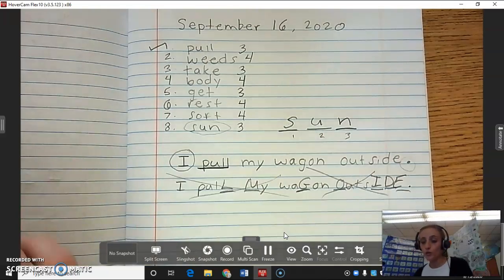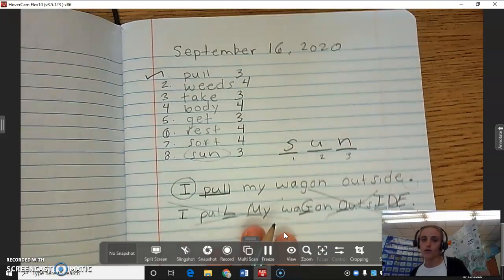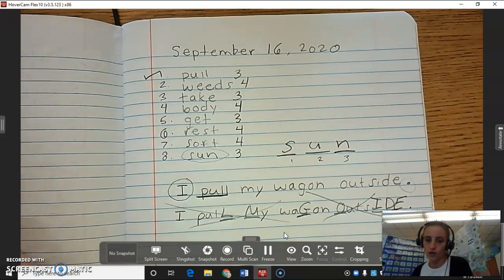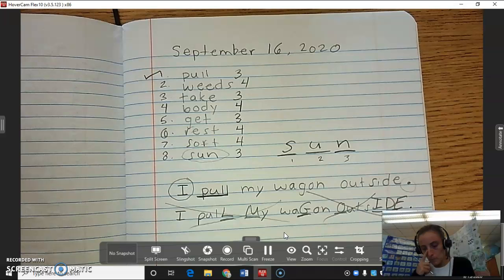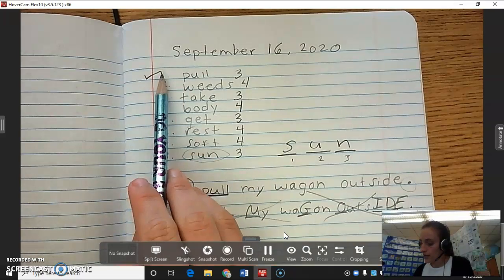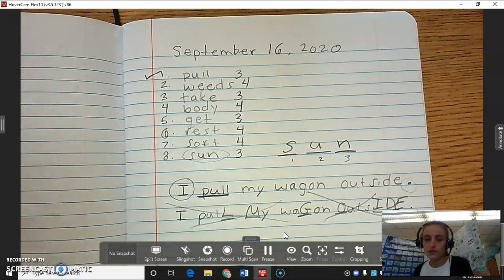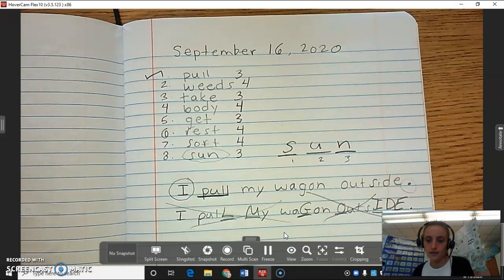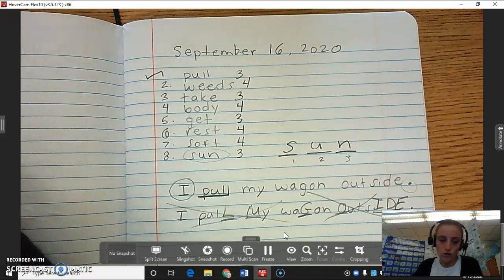I want you to get out your notebook. Go ahead and get it out. Find your notebook and a pencil. I want you to write the date, write your words, and write your sentences. All 8 sentences. Go ahead and start. You are going to write your own sentences.